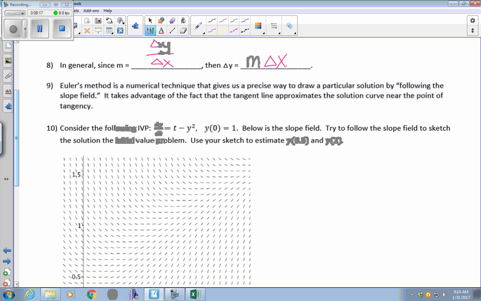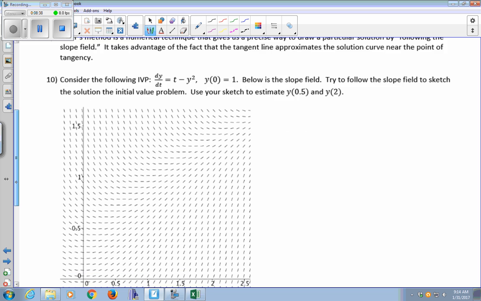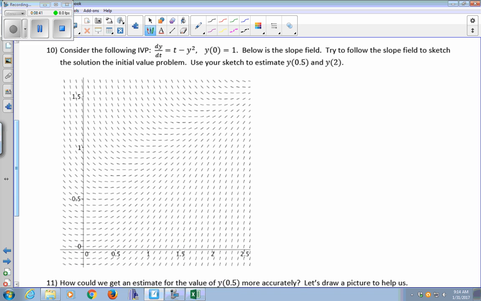Okay, so Euler's method gives us a precise way to draw a particular solution by following the slope field. It's much more precise than just following the lines. It takes advantage of the fact that the tangent line approximates the solution curve when you're near the point of tangency. So here's an initial value problem. dy/dt is t minus y squared. Again, this isn't separable. I can't solve it analytically, not yet anyway.